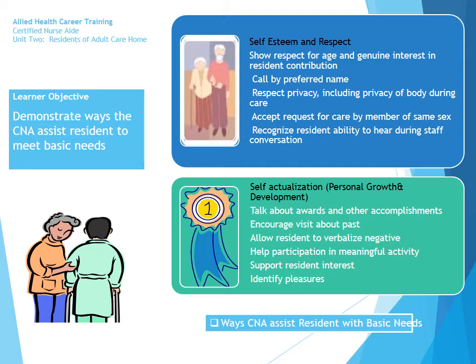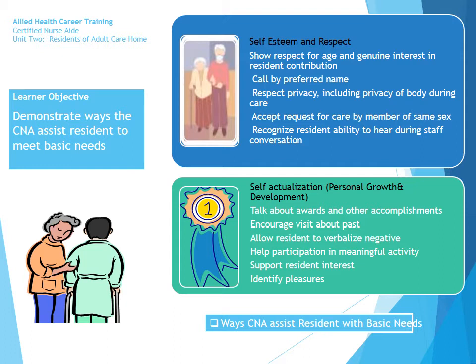So, ways to help with self-actualization, with personal growth and development. Talk about the residents' awards and other accomplishments. If they were a tax accountant for 50 years and they got an award for that, ask them about it. Encourage them to visit about their past, because a lot of the elderly in the nursing home have this feeling that they're not contributing anymore to society. Well, they may not be able to do the things that they used to, but they can still talk about the things that they were able to do at one time and have a lot of pride in that.